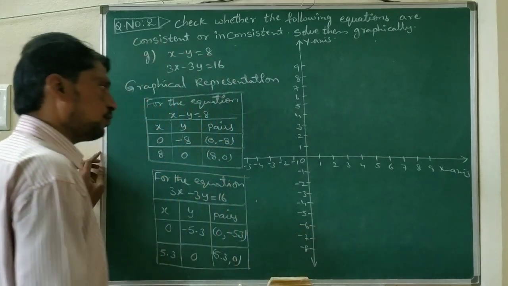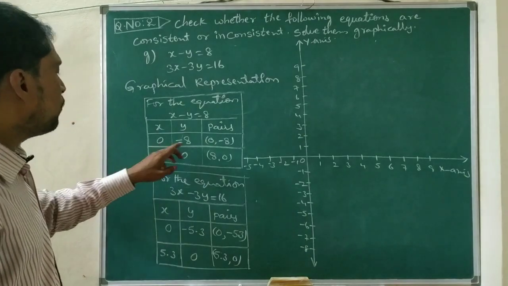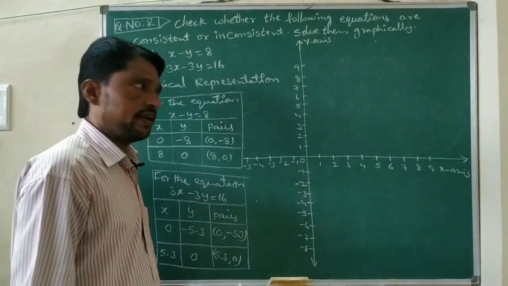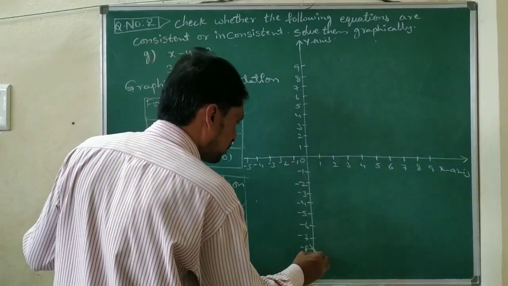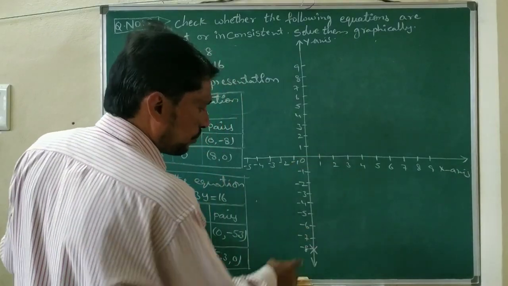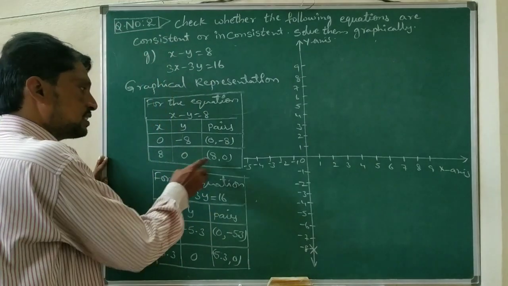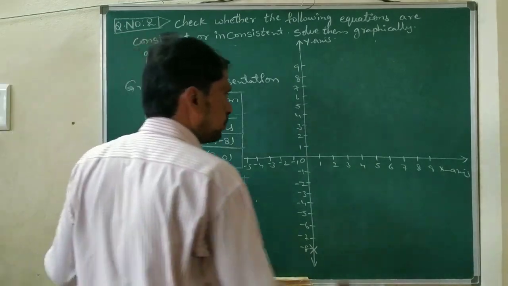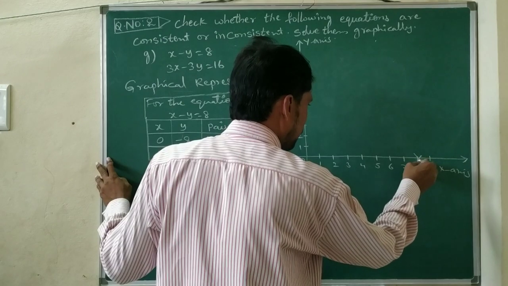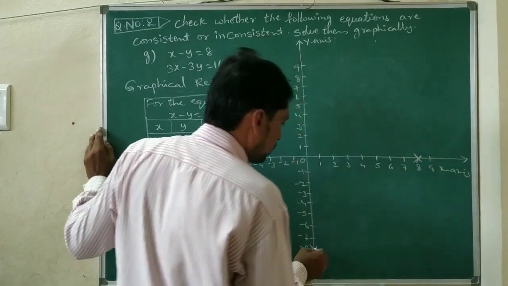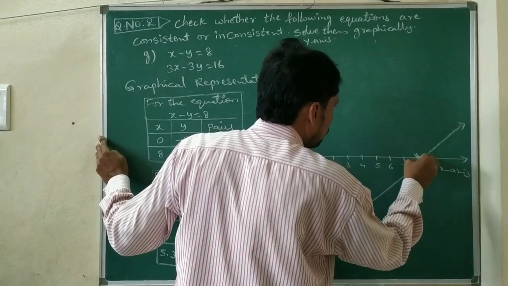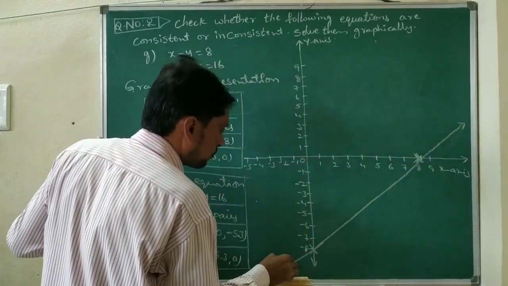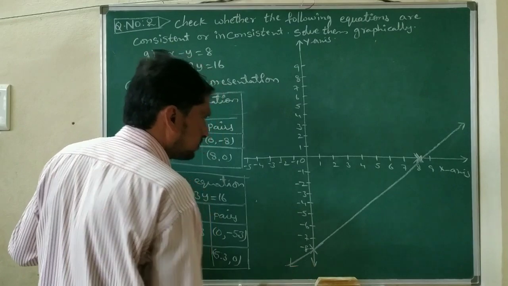Now for the first equation, the first pair is 0 comma minus 8. So x value is 0, y value is minus 8, meaning we get the point on the y-axis at minus 8. Next pair 8 comma 0, we get on the x-axis. Now joining them, we get the line.